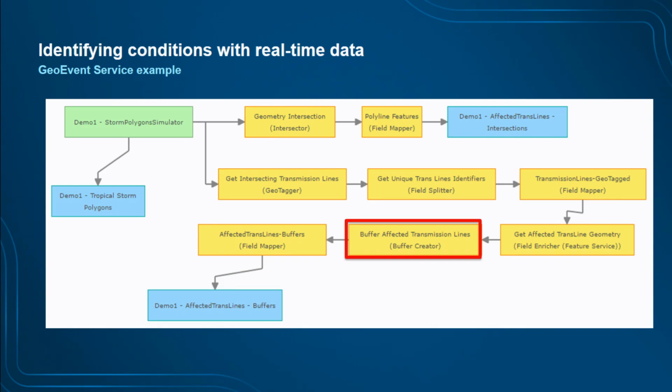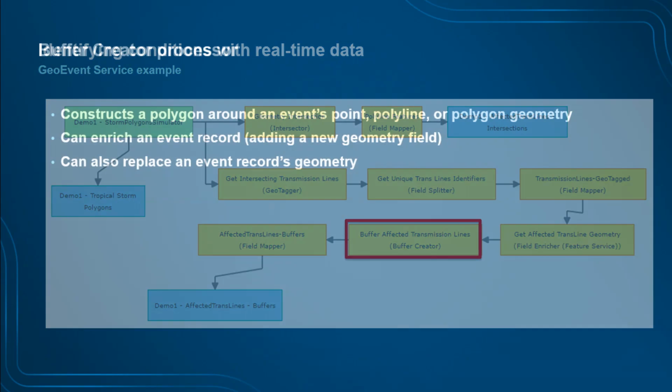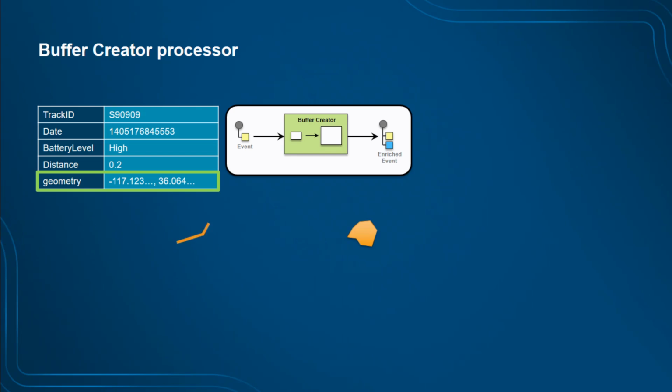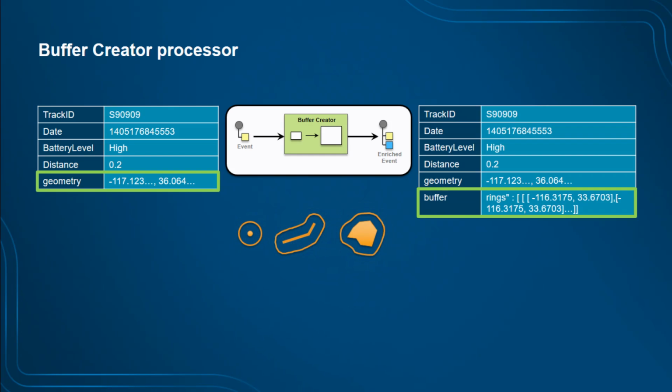The buffer creator is one of our geometry processors. It constructs a polygon around an event's point, polyline, or polygon geometry and can either enrich the event record by adding that new polygon to the event record, or it can replace the event record's geometry. For example, here I have a point coming in, and I can buffer point, polyline, or polygon and add that polygon to the event record, or replace the inbound event's geometry with the new polygon.